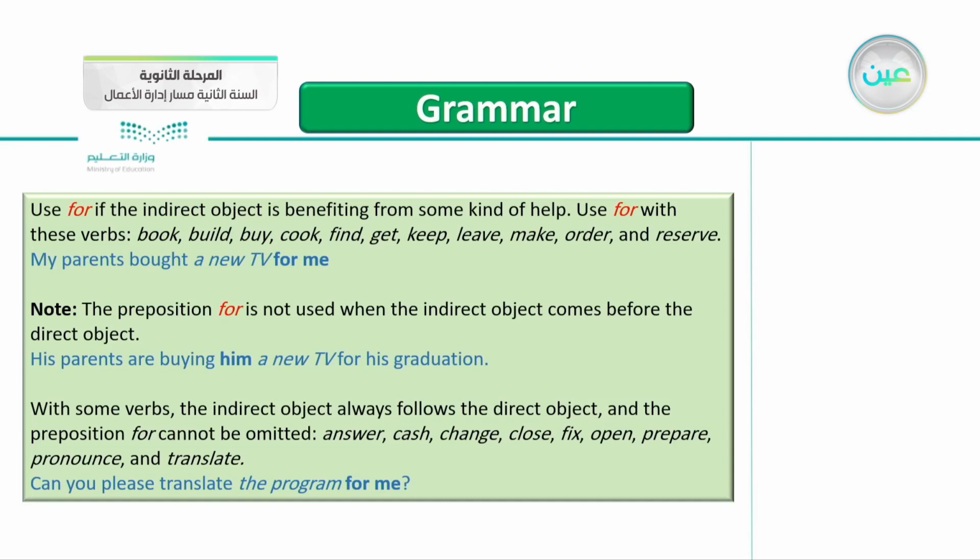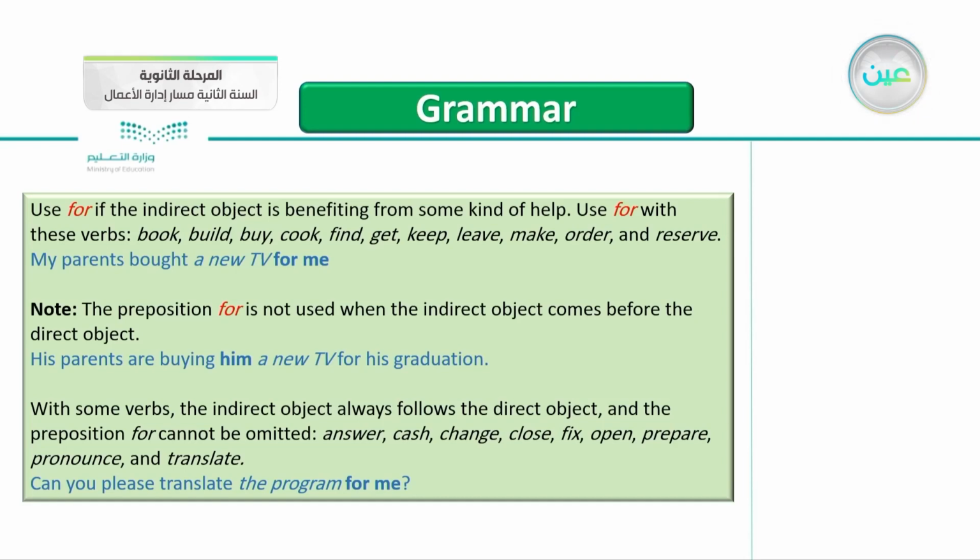Pay attention to the example here. My parents bought a new TV for me. Note the preposition for is not used when the indirect object comes before the direct object, like the preposition to. If the indirect comes before the direct, we don't use the preposition, either to or for. His parents are buying him a new TV for his graduation.